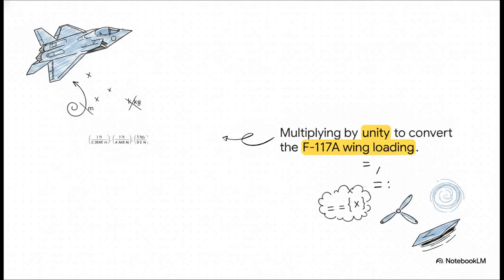Let's actually see this in action with the F-117A stealth fighter. Say we want to convert its wing loading. We chain our unity ratios together. We're starting with kilograms force over square meters, and we need to get to pounds over square feet. We just systematically multiply by our unity ratios. Watch what happens. The meters cancel out the meters. The kilograms cancel out the kilograms, and boom, we are left perfectly with pounds per square foot. No guessing, no weird math magic, just a flawless translation of reality.